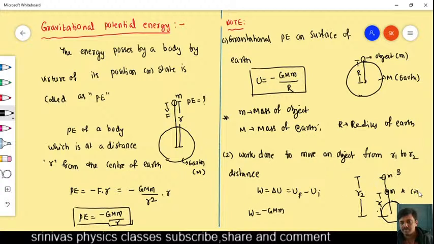A is initial, B is final. Students, are you getting the clarity? Write in the chat box. Is it clear, students? Are you getting any doubts?